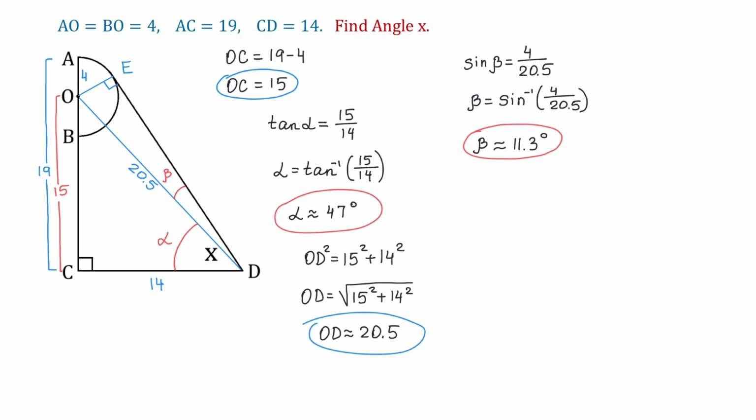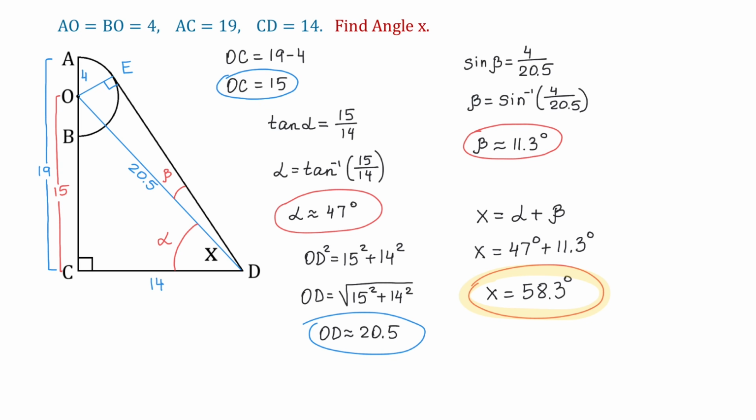And now, once we have alpha and beta, we will add them together and we will find X. So X equals alpha plus beta, and alpha is 47 degrees and beta is 11.3 degrees, and together this makes 58.3 degrees. And now the problem is completed.